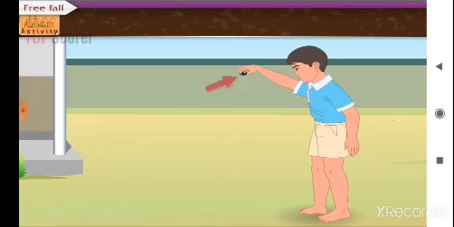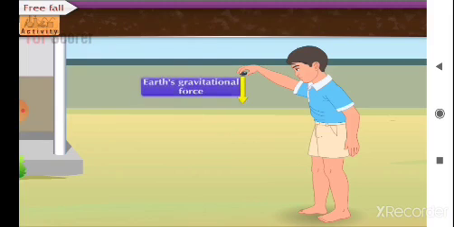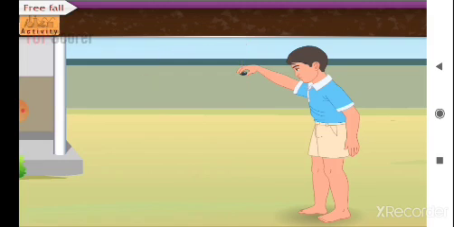What are the forces acting on the stone after you release it? Earth's gravitational force and applied force by your hand. These two forces are acting on the stone.